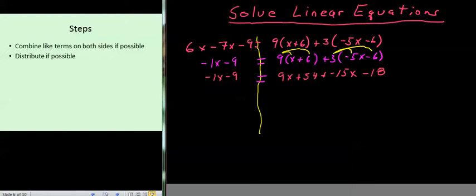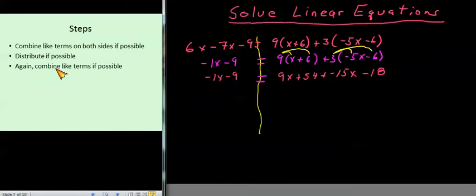Now, I wrote it two different ways. Here, I said plus a negative: positive 3 times negative 5, plus negative 15, positive times negative, minus 18. You can write it either way, plus a negative or minus. It's up to you. It doesn't matter. All right. We distributed.